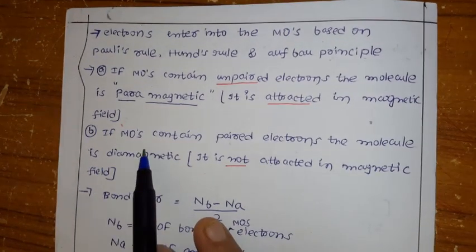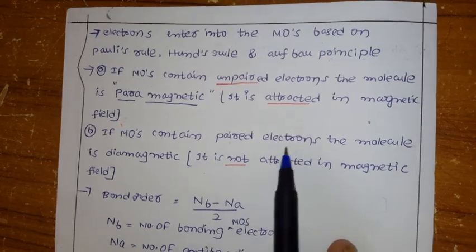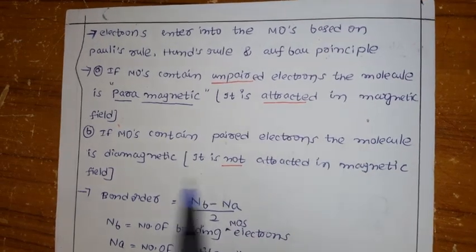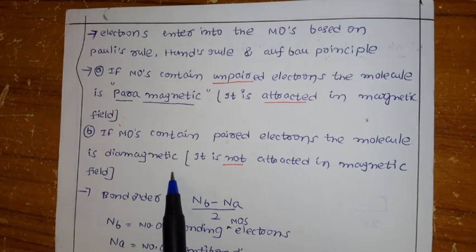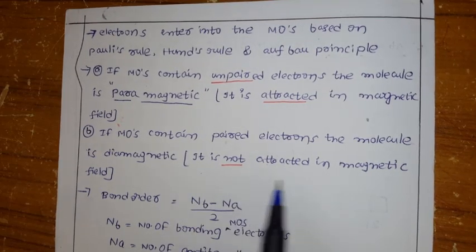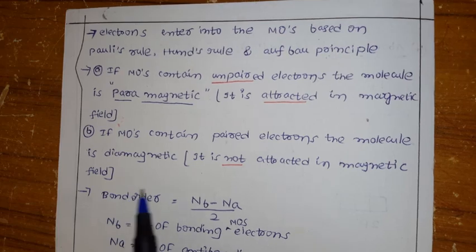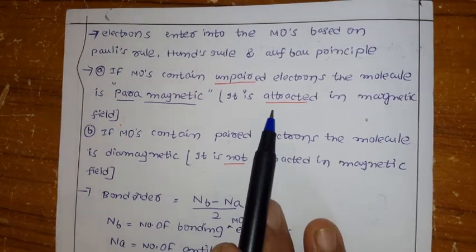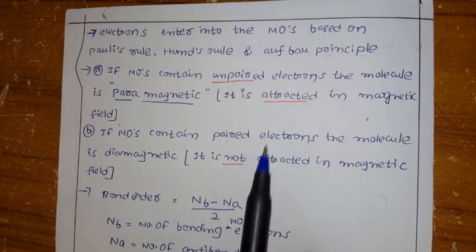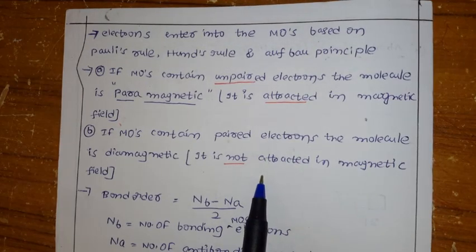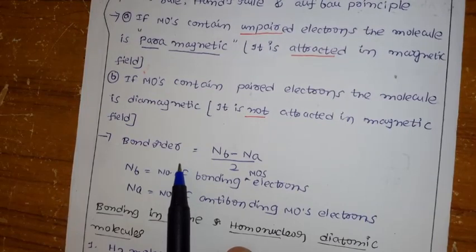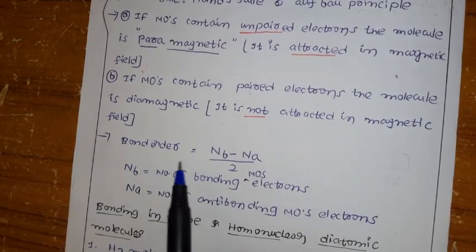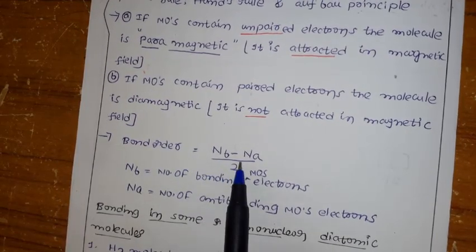Next, if the molecular orbitals contain paired electrons, then the molecule is called diamagnetic. What is the meaning of diamagnetic? It is not attracted in the magnetic field. If it is attracted, the molecule is called paramagnetic. If it is not attracted, it is called diamagnetic.